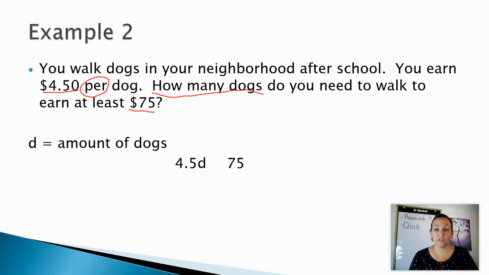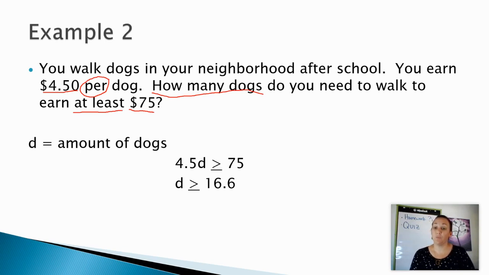The last thing I need to do is figure out the appropriate inequality. In this problem, I want to earn at least $75. That means I would be happy with 75, but I'd love to have more than that, so greater than or equal to. Again, it's really important that you have the right inequality. That's kind of what this whole test is about, the inequalities. I would divide both sides by 4.5, and I get D is greater than or equal to 16.6.